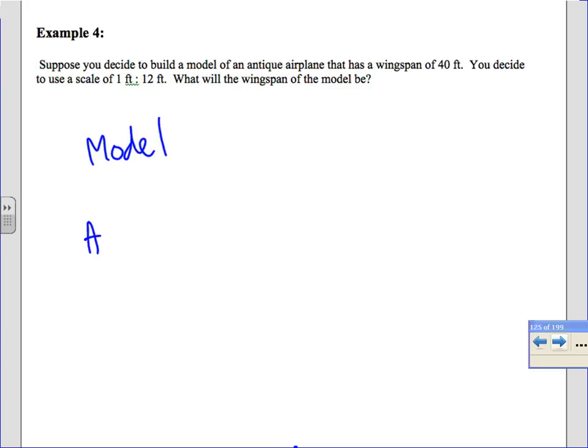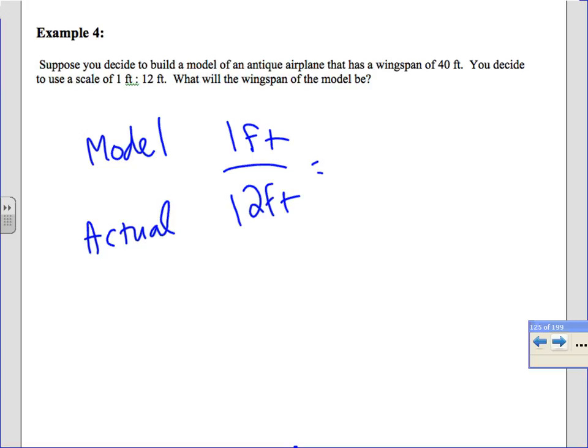Good. So the 1 foot, 1 feet I should say, goes with the model. The actual airplane, I hope, is going to be bigger. On your scale drawing, 1 foot for every 12 feet. So 1 foot represents 12 feet is what that means. Kind of like in that previous problem with the carpet. Okay, the scale versus the actual. Besides the snowflake, typically the scales are going to be smaller, unless you're enlarging something.